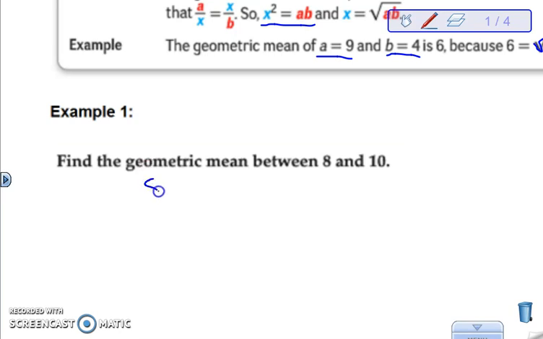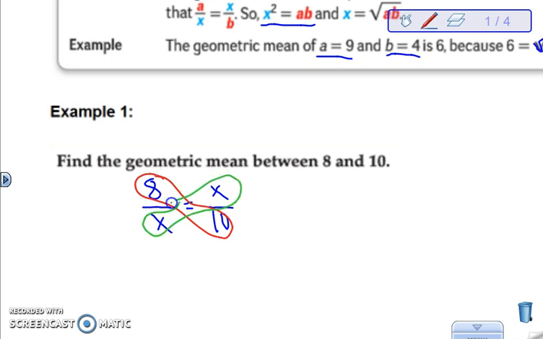So if you can't remember how to do it, always start with your proportion. The mean is the number we don't know, so what we're going to do is make sure that x is on there twice, and we're going to make sure that the x multiplies to itself so that we get x squared is equal to 80. So that tells me that x has to equal the root of 80.